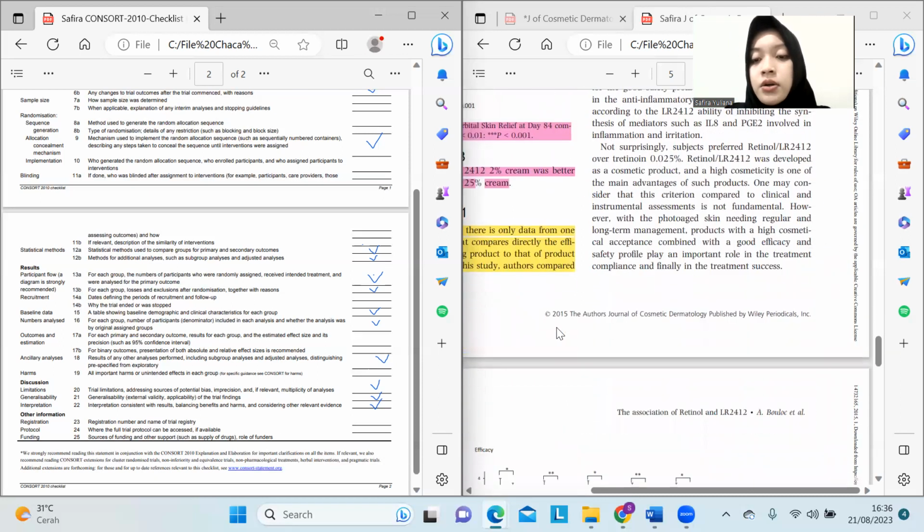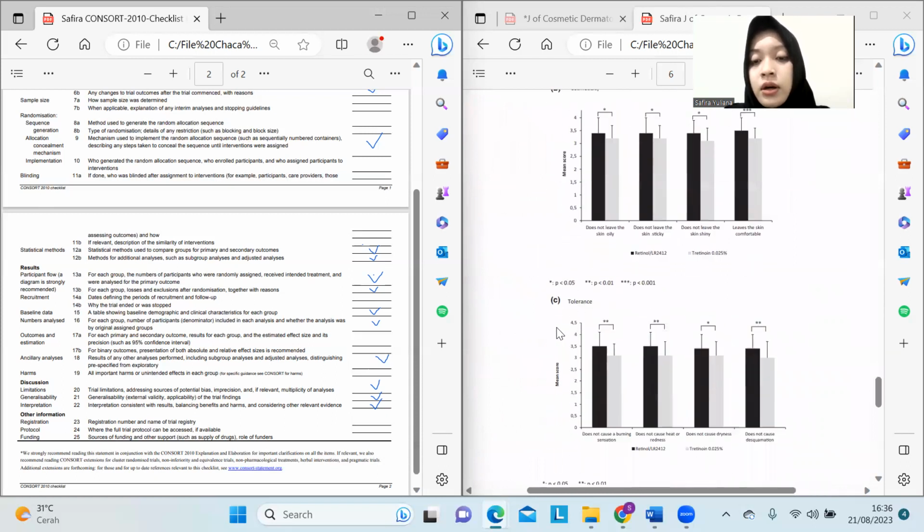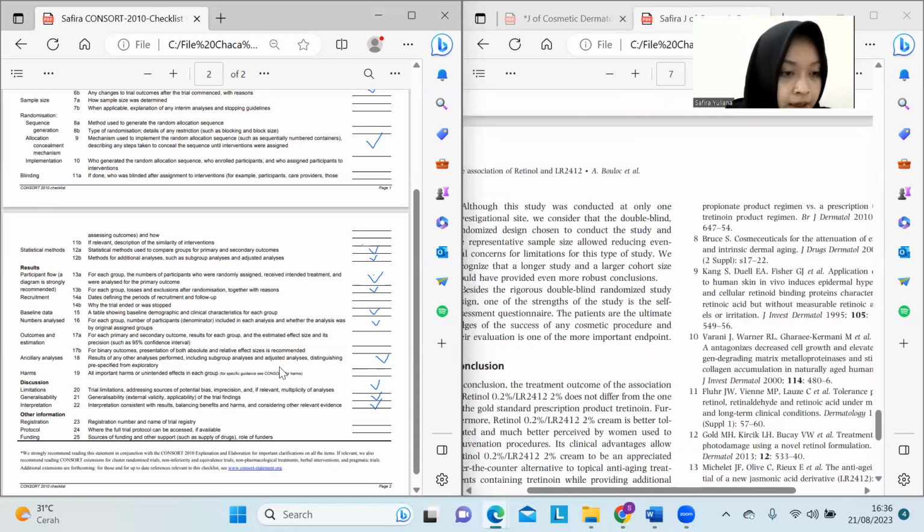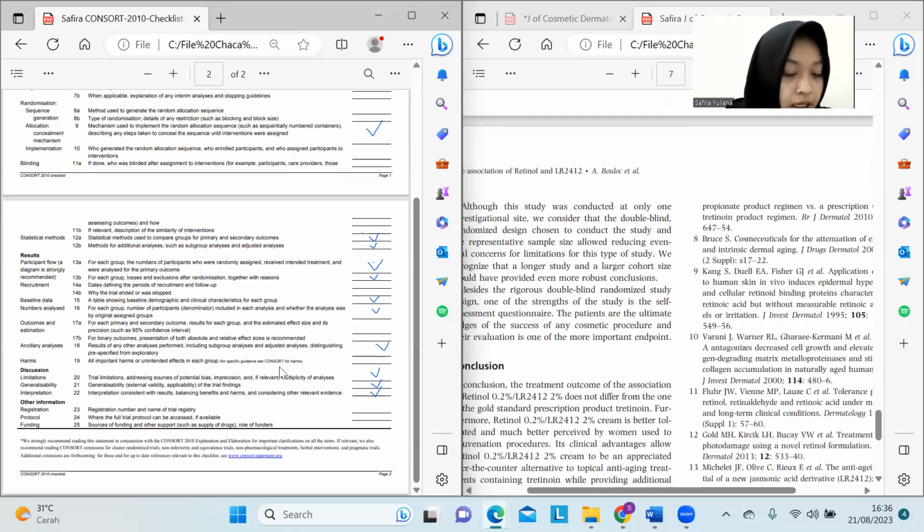And next, we are going to move to the next page, which is other information. The other information is about registration, protocol, and funding. Number 23 is the registration number and name of the trial registry. And 24 is where the full trial protocol can be accessed, if available.